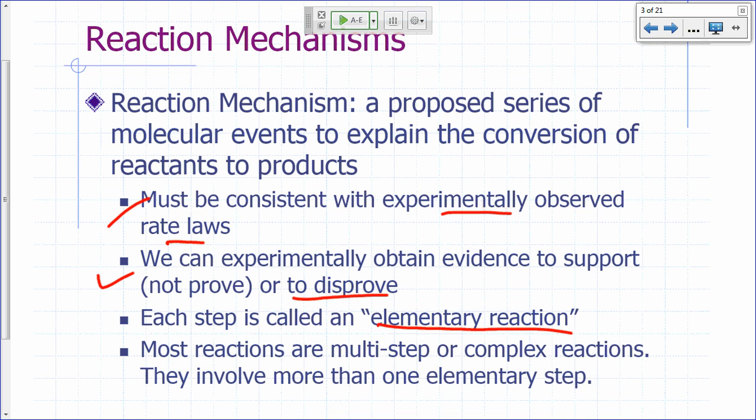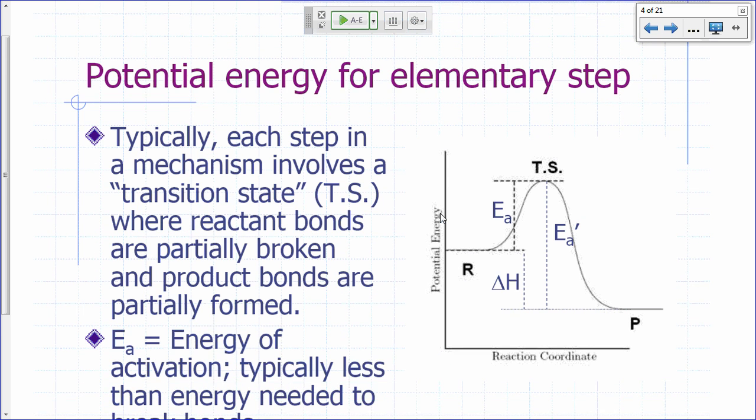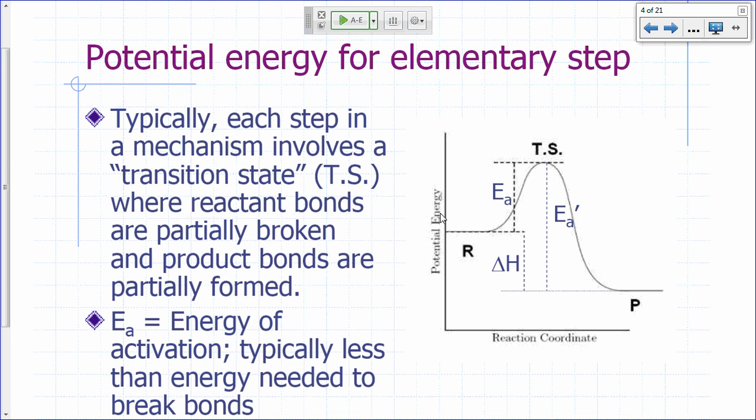Each step in your mechanism, each molecular event, is called an elementary reaction or an elementary step. And typically, most reactions are multi-step or complex reactions. They actually involve more than one elementary reaction, more than one molecular event. For each elementary step, we can trace what happens to the potential energy as the atoms of the molecules move towards each other and move away from each other. So bonds get broken, bonds get formed.